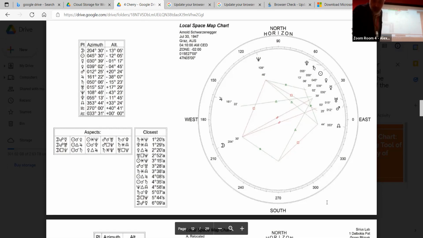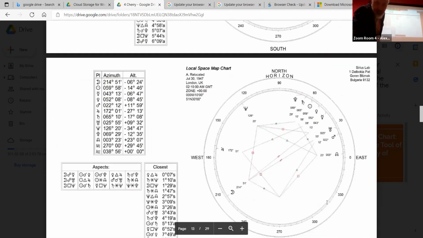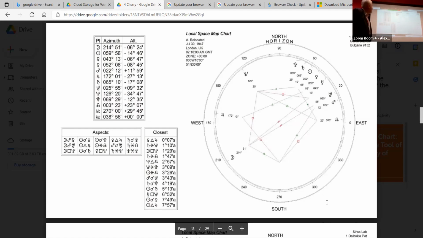But let's have a look at the second chart, which was created for London. Same person, local space chart for London. It looks similar. Let's have a look at the aspects now. And we'll see that at the top of the chart is Venus trine Jupiter. And it's very, very precise. Just 7 minutes offset from the completely precise. So the aspects have changed. In London, the most precise aspect is Venus trine Jupiter. Not a surprise that he won so many prizes there.